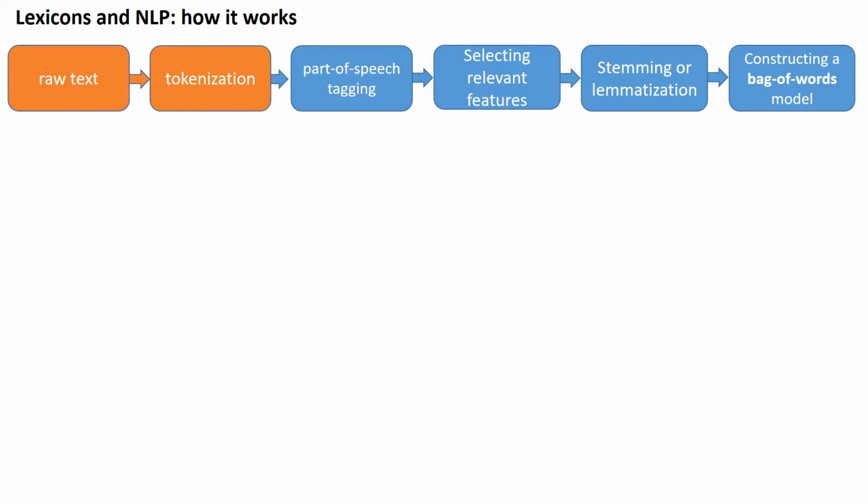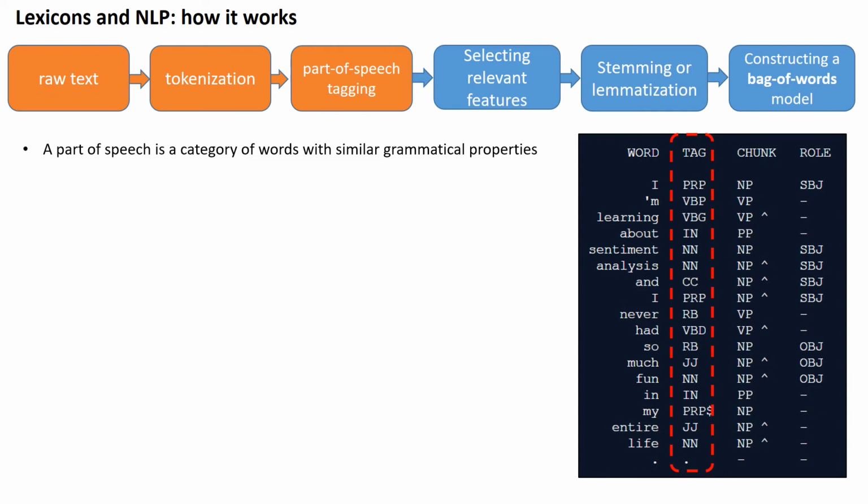The next thing that you want to do is part of speech tagging. Now, a part of speech is a category of words with similar grammatical properties. Think about the categories nouns, verbs, adverbs, adjectives, you get the idea. And we want to assign to each word in our sentence the appropriate word category. And this is what my parser exactly did.